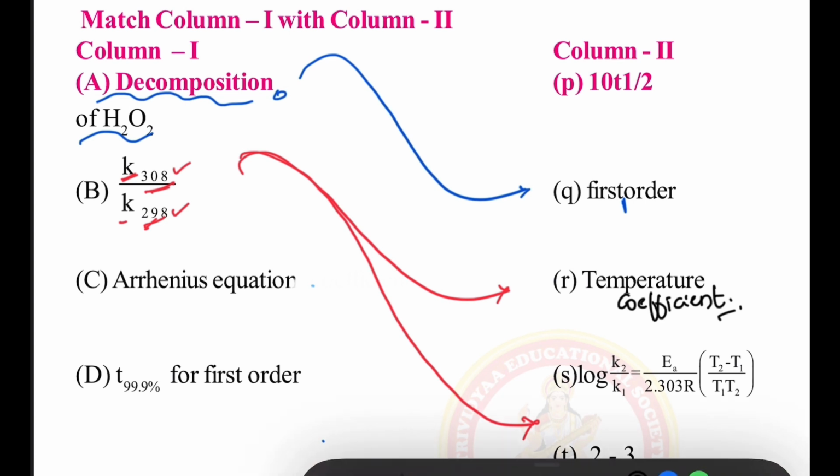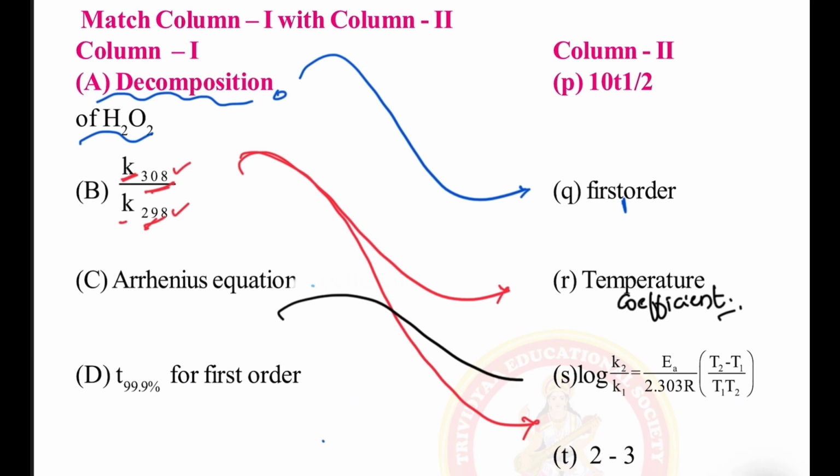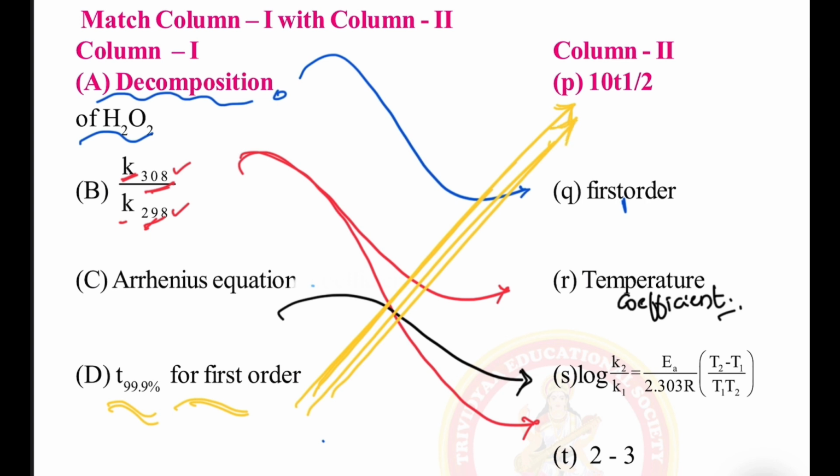Arrhenius equation is log K2 by K1 is equal to Ea by 2.303 R times (T2 minus T1) by T1 T2. K is equal to A e to the power of minus Ea by RT. This expression fits here. One more is D: 99% completion of first order is exactly 10 times of T half. It is the matching for these options. Done. Thank you, Lucky sir.